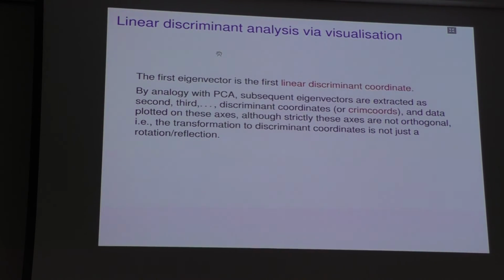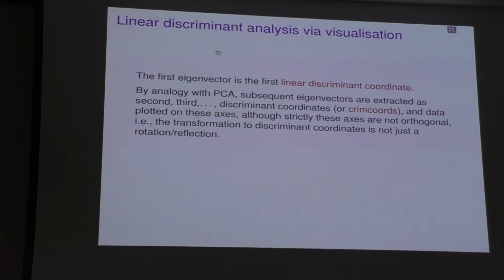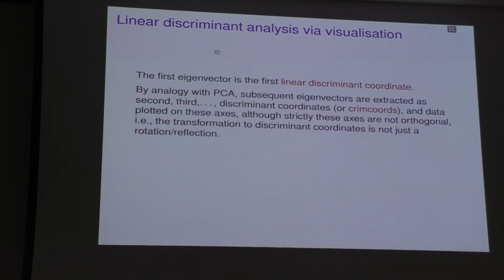So by analogy with the PCA at least, we can ask about all of the other eigenvectors. How about the eigenvector that has the second largest eigenvalue, and the eigenvector which has the third largest eigenvalue, and so on. And those are known as discriminant coordinates, or sometimes canonical coordinates, but I hate that word, so I won't use that ever again. So don't you use it in any assignments or anything. So, discriminant coordinates.